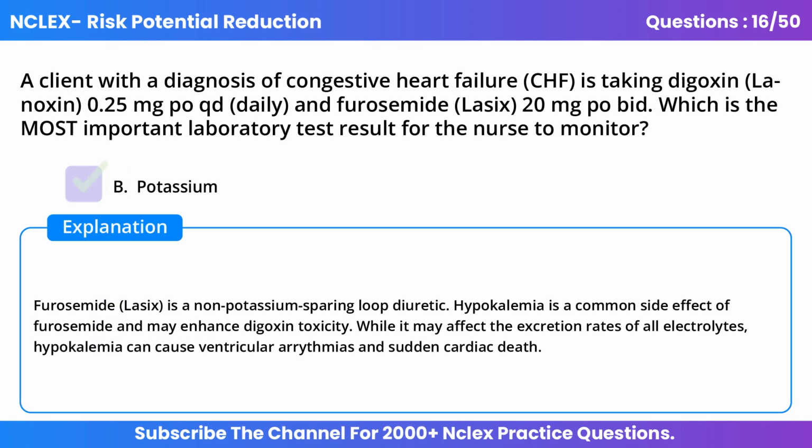Furosemide, Lasix, is a non-potassium-sparing loop diuretic. Hypokalemia is a common side effect of furosemide and may enhance digoxin toxicity. While it may affect the excretion rates of all electrolytes, hypokalemia can cause ventricular arrhythmias and sudden cardiac death.